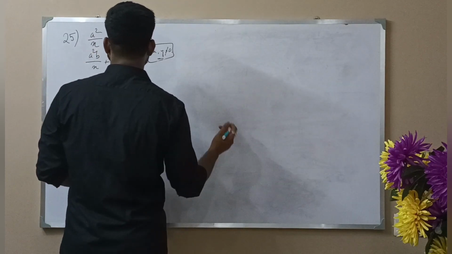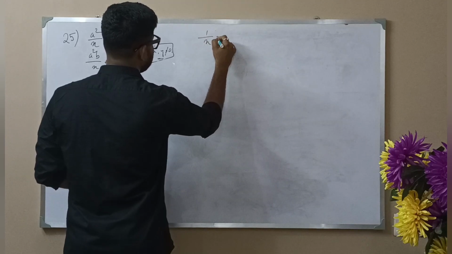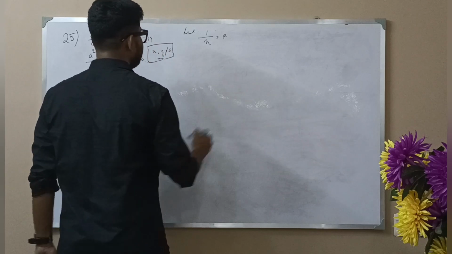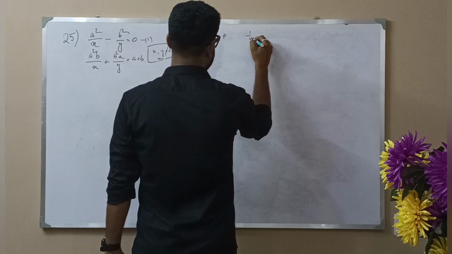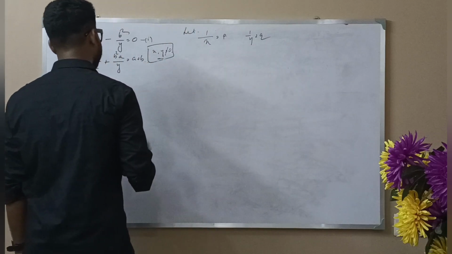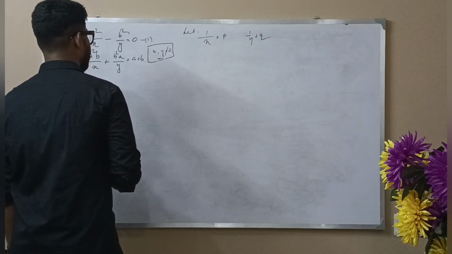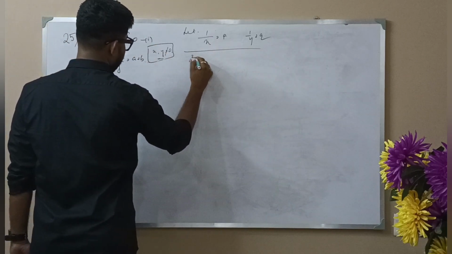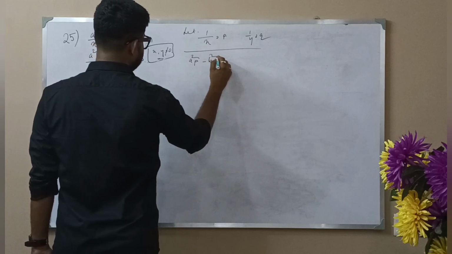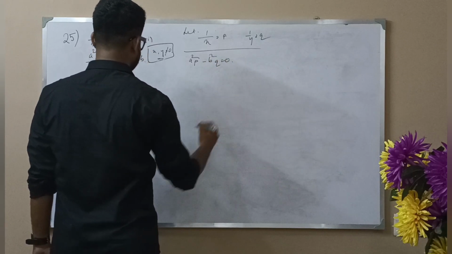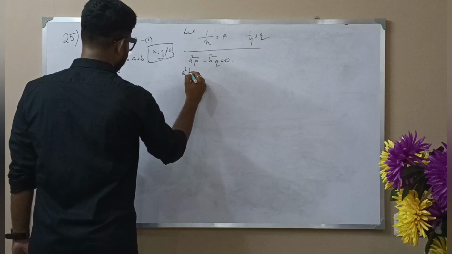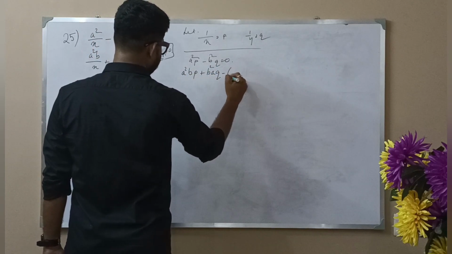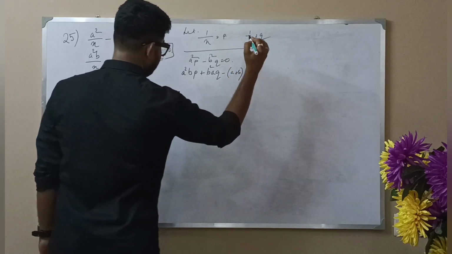So we'll do a simple trick over here. We'll assume 1 by x equals p and 1 by y equals q respectively. So we'll replace the terms 1 by x and 1 by y by p and q respectively. So we can write equation number 1 as a square p minus b square q equals 0, and this one as a square bp plus b square aq minus (a plus b) equals 0.